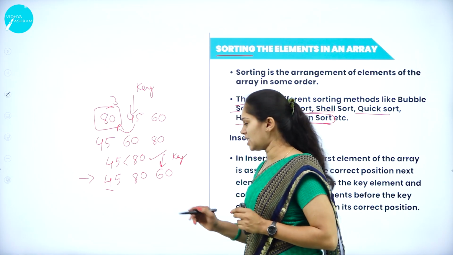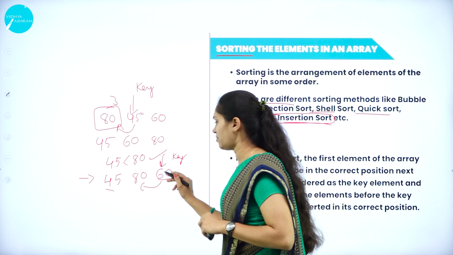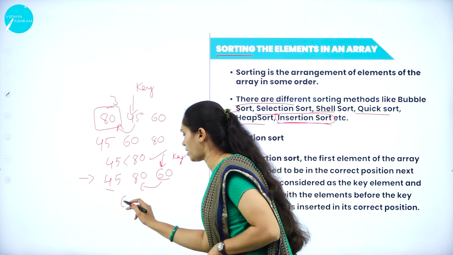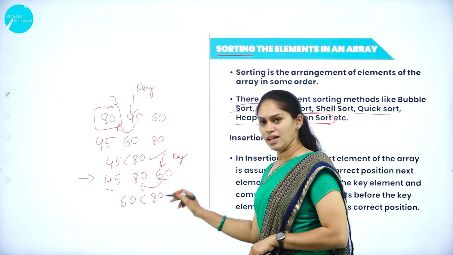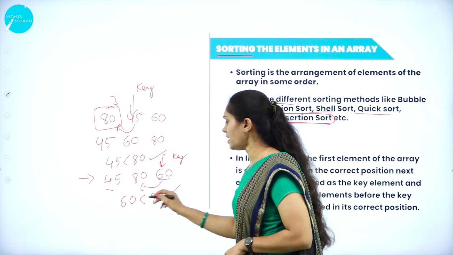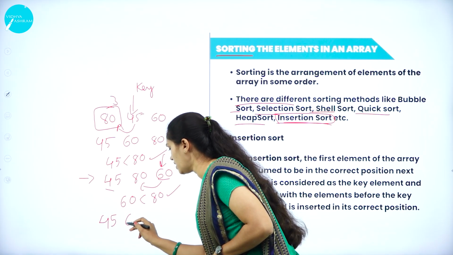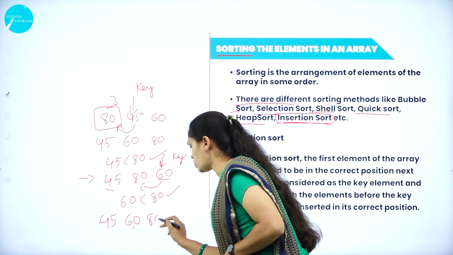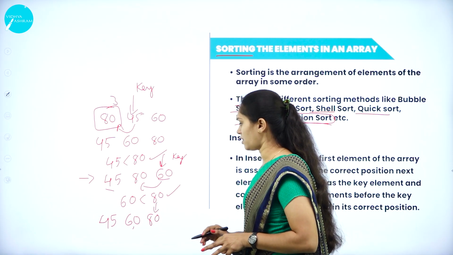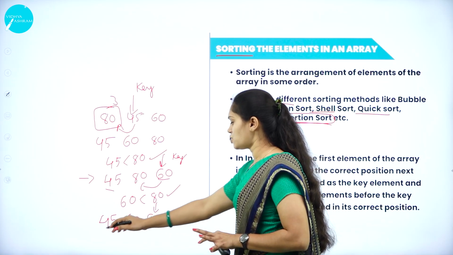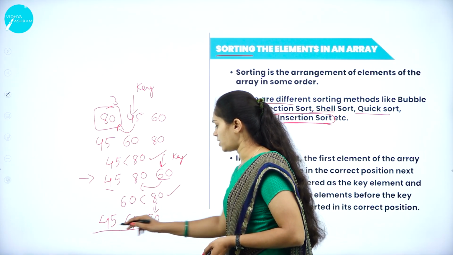I'm going to make this 60 a key element and compare this 60 with 80. Is 60 lesser than 80? Yes, it is true. So this becomes 45, 60 and 80. So it got swapped. Now for me, this will be the last element. If I compare this with the previous element, it will be in the sorted format.